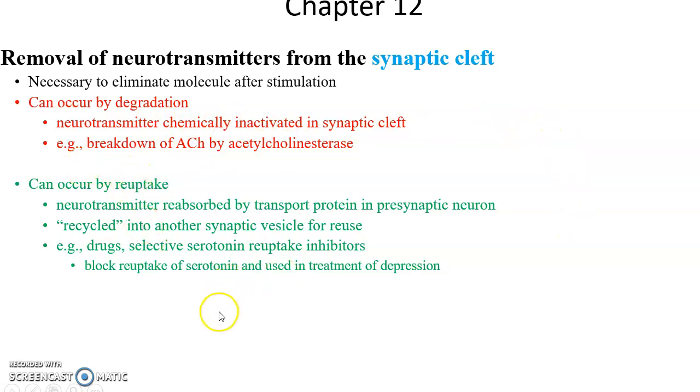We also can have reuptake, where the neurotransmitter gets reabsorbed, brought back into the presynaptic neuron. So that's transport proteins that'll bring it back into the synaptic knob of the presynaptic neuron. This allows it to recycle that neurotransmitter. For instance, we have transport proteins that bring back in serotonin. And then there are various drugs that can prevent the reuptake of serotonin, causing the signal from serotonin to last longer. And this is one way to treat certain forms of depression.